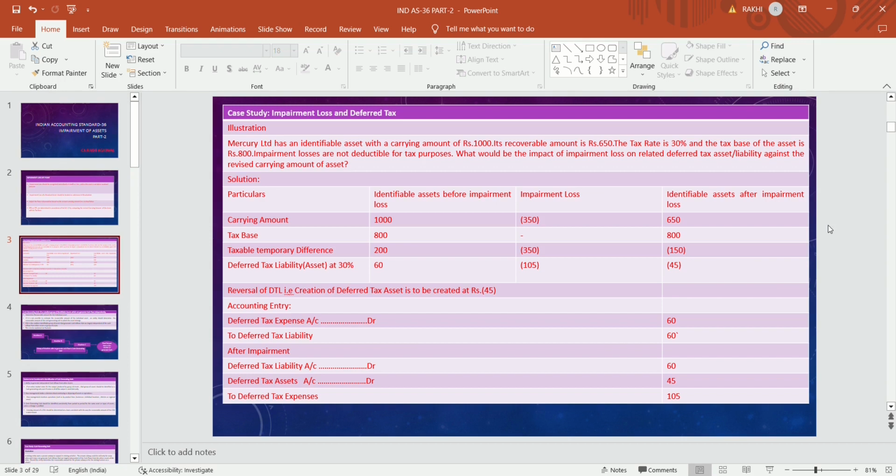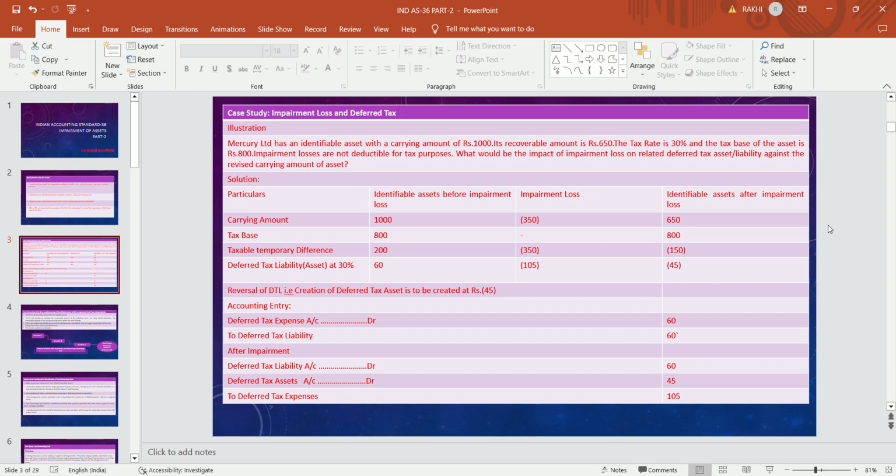First we will find out the carrying amount. The carrying amount of the asset, as we know, before impairment loss is 1000, and the recoverable amount is 650. So the impairment loss is the difference between the carrying amount and the recoverable amount, that is 350. Now after the impairment loss, the carrying amount of the identifiable asset is 650, that is 1000 minus 350, it becomes 650.